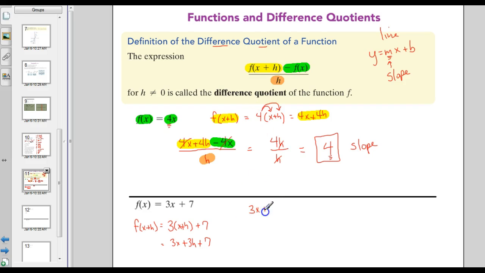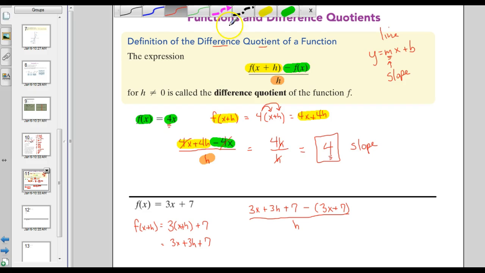3x plus 3h plus 7. I'm going to subtract the original f of x. So minus, this time because of that plus, I need parentheses. So 3x plus 7. And then I'm going to divide everything by h.